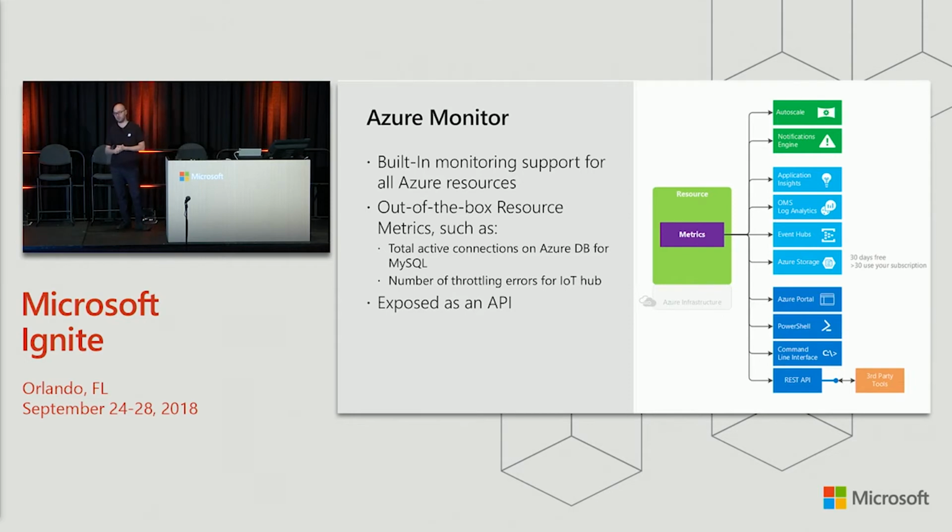And what information can it be? For example, total active connections to our SQL as a service database, or how many throttling errors we are getting on our IoT Hub namespaces. So essentially, this is an API that we can use to collect all of this information in one place.